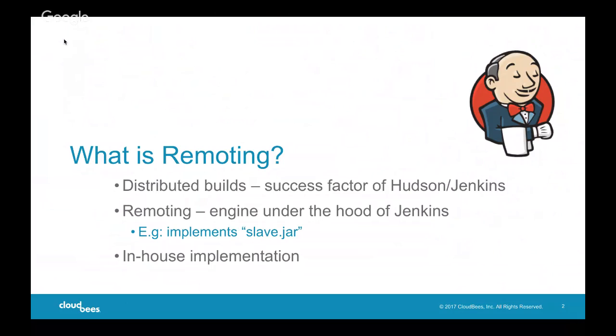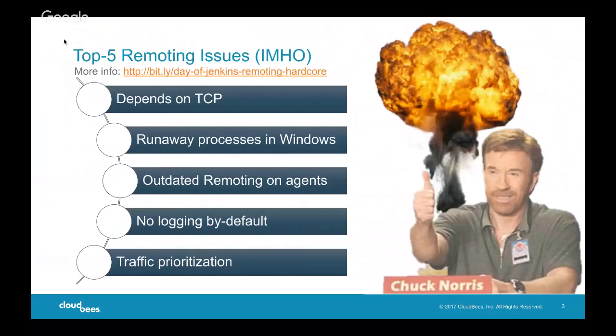In my humble opinion, there are several main issues in remoting itself. If you are interested in details, I had a presentation at Days of Jenkins, and there's a link above. Generally, I think the major issues are, firstly, dependency on the TCP communication layer: when TCP breaks, remoting breaks as well. Then there were runaway processes in Windows, and issues with outdated remoting versions on agents. And the issue I'm going to talk about today is no logging by default.